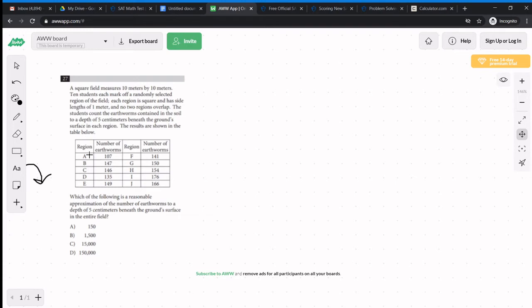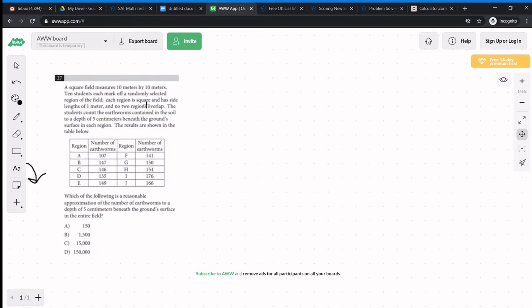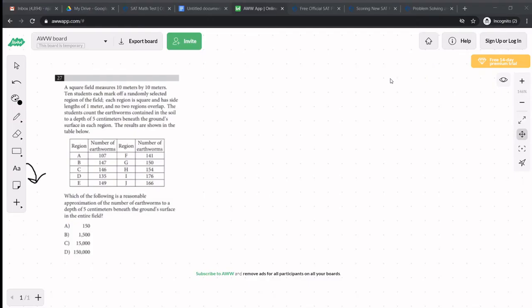Region A, 107, 147, 146, 135, 149, 141, 150, 154, 176, 166. So the following is a reasonable approximation of the number of earthworms to a depth beneath the ground of the entire field. So you're trying to make an assumption based off of the data that you're given. So what we're going to do is add all of these numbers together.